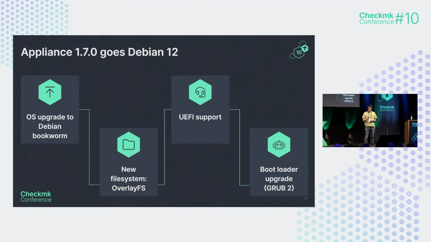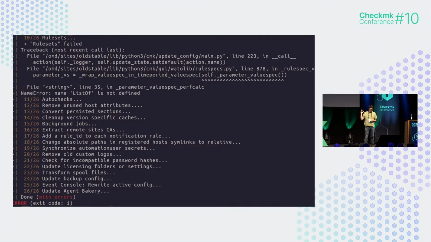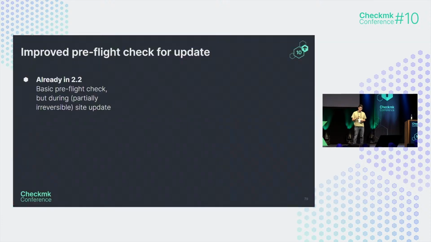Speaking about updates, probably a lot of you know this view or some view like that. Probably not that many, but I'm always biased because when I look at support tickets, I see things like that more often than the average user. Errors during the update can happen, especially if you have custom extensions. In 2.2, we already added the pre-flight check for updates. Before or while you do the update, Checkmk checks whether there is a problem in the configuration.